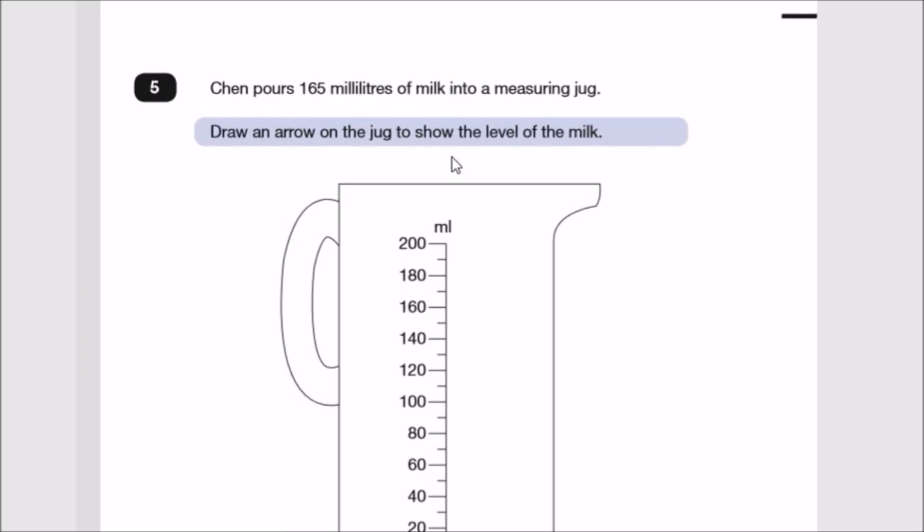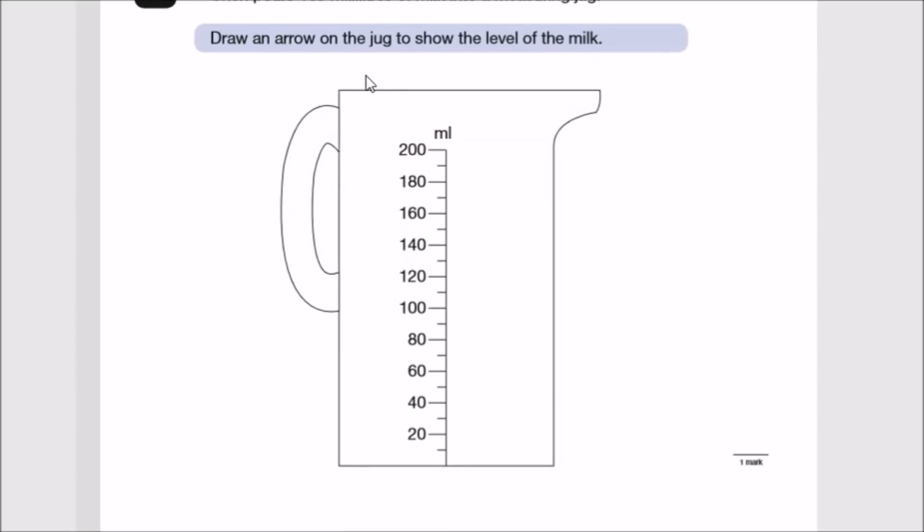Draw an arrow on the jug to show the level of the milk. So 165 is just a bit bigger than 160, and there are little gaps here. This is going up in 10s, so this is 170. So it's actually around here. So this is where the milk is. Halfway between these numbers is 165 milliliters. So we're going to draw an arrow on the jug.